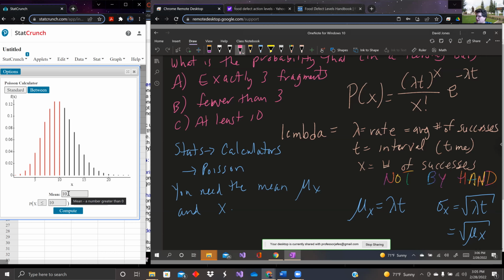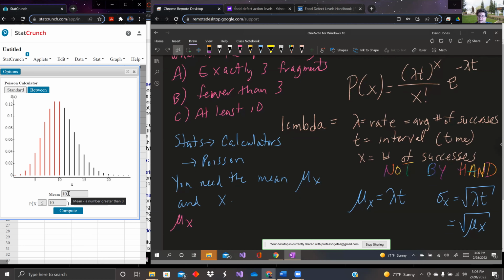So what does that mean for our chocolate problem? We need the mean. The mean is lambda. The rate that we calculated was 0.6 fragments per 1 gram. And in this case, T was not time. It's an amount of a product. And we were looking at the interval of 43 grams, 1 chocolate bar. So mu of X, 0.6 times 43, is 25.8.